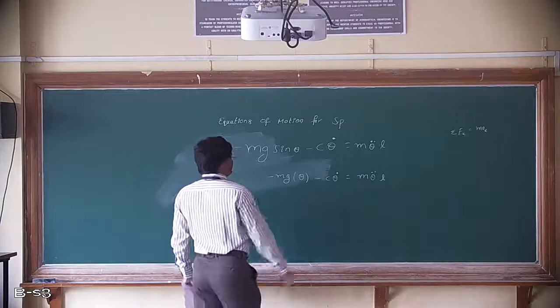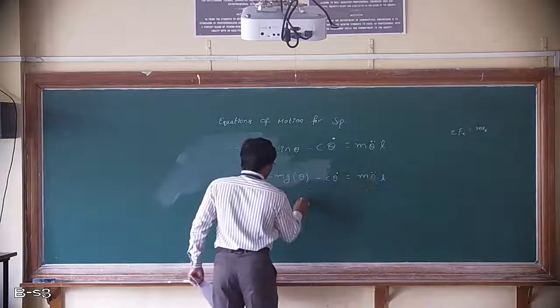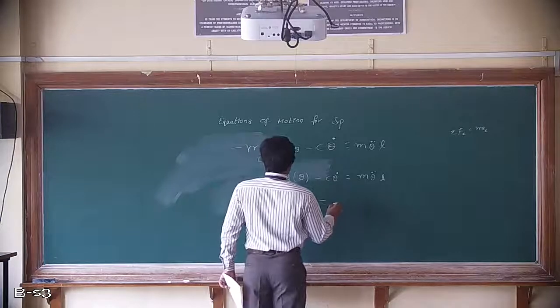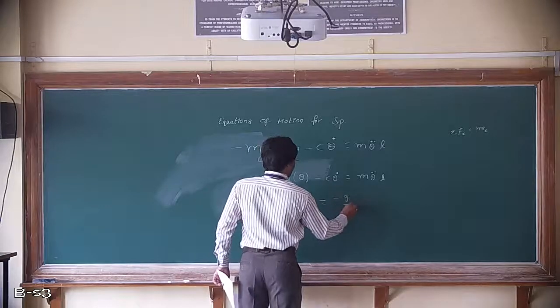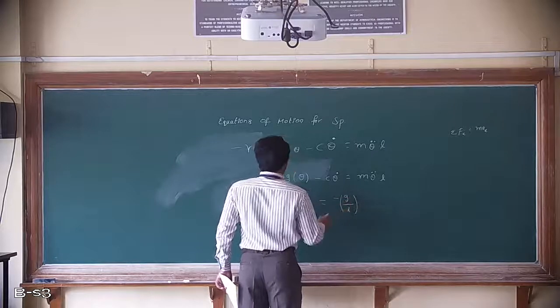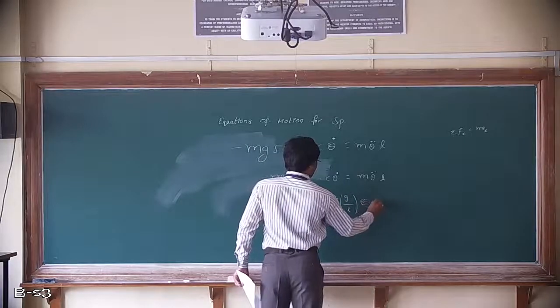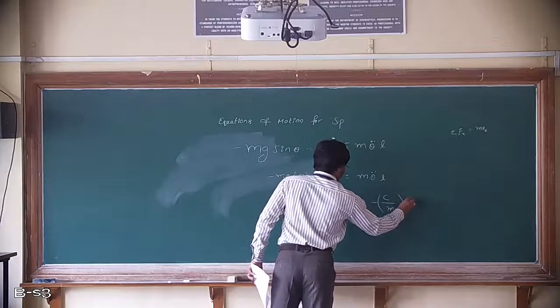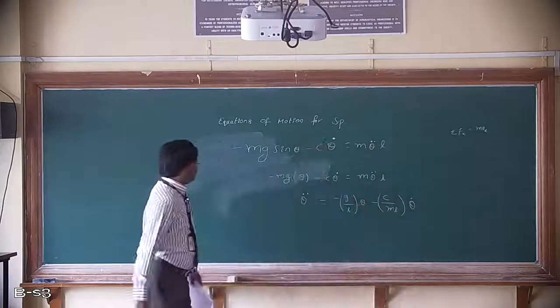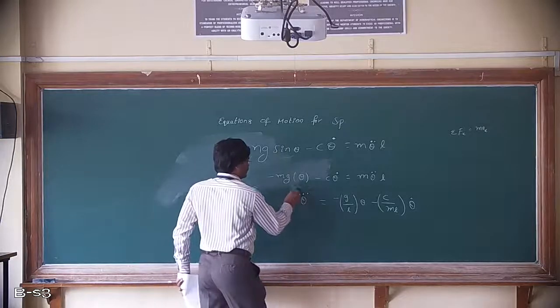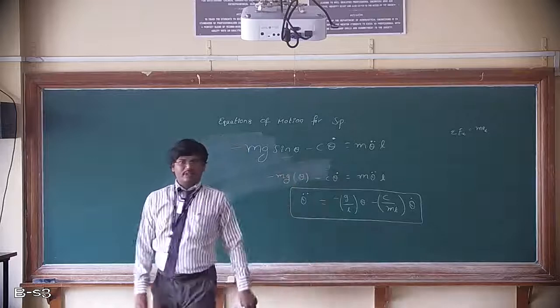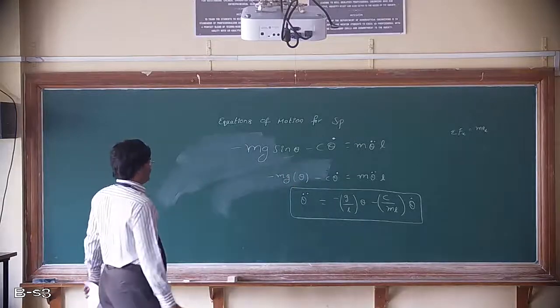So we are getting a second order differential equation. Finally, theta double dot minus g by L theta minus c by mL theta dot. You get this expression, a second order differential equation. Finally we bring our required equation into second order differential form.